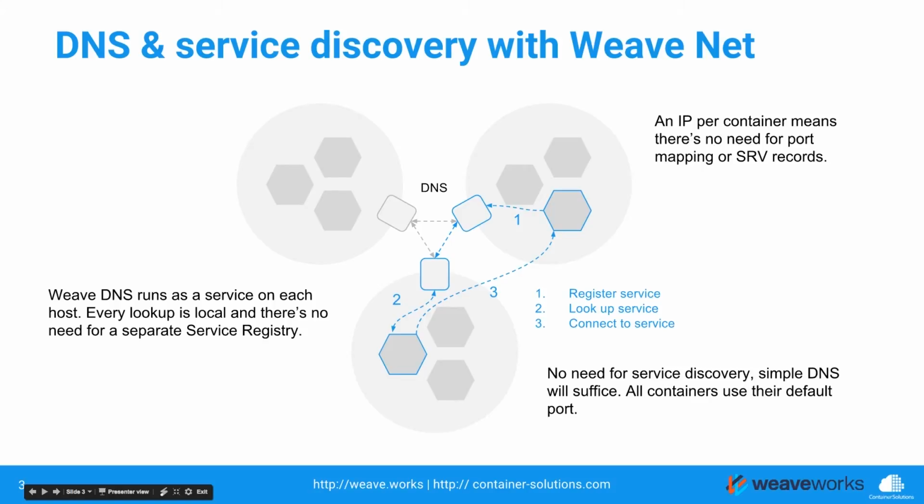To keep the architecture simple, we ask Weave to assign an IP address to each container and use Weave's DNS for service discovery. Having an IP per container means we don't have to make services accessible by mapping container ports to ports on the host. When services can run on their default port, we can use simple DNS A records to look them up by name. There's no need for SRV records, no port mapping, and no need for a service registry.